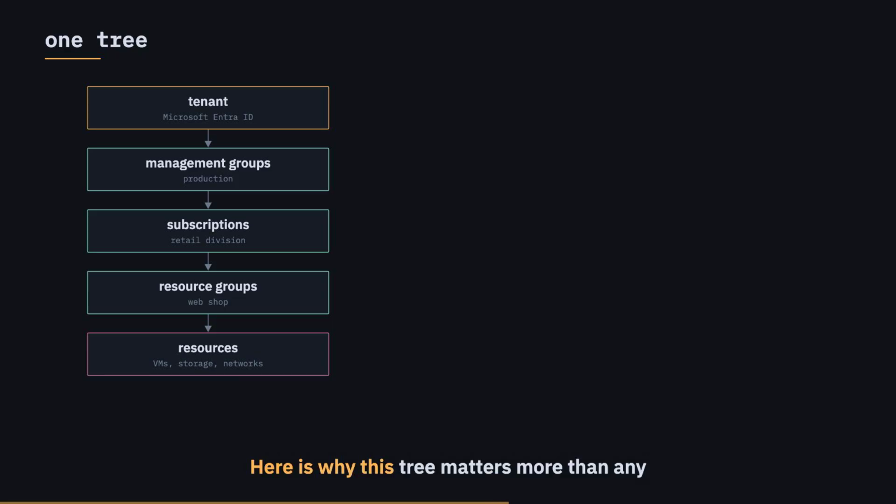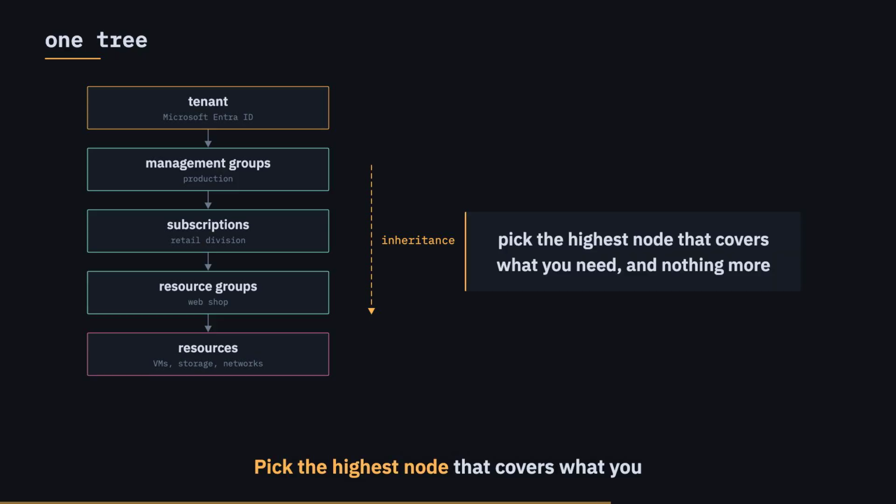Here is why this tree matters more than any single fact in this video. Permissions, policies, locks, and tags all attach to a node on this tree, and most of them flow downward. Grant a role at the subscription, and it applies to every resource group and resource inside. Assign a policy at a management group, and every subscription under it inherits the rule. When an exam question asks where to apply something, it is really asking you to pick a node on this tree. Pick the highest node that covers what you need and nothing more.